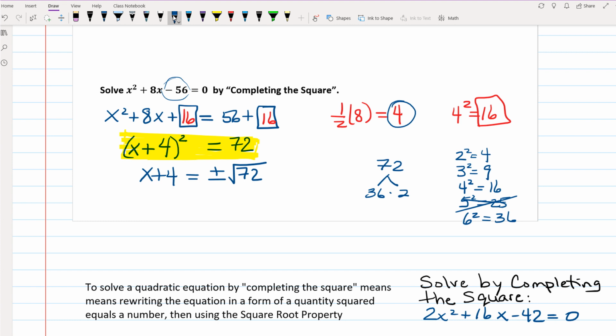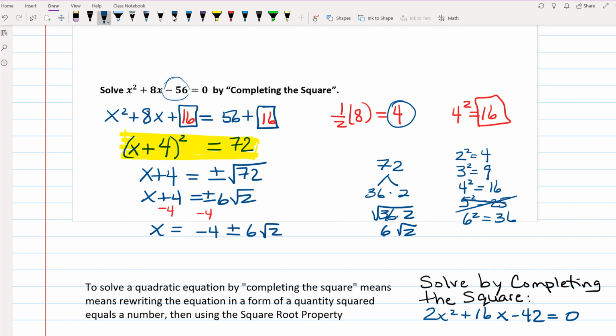So I'm going to think of this as the square root of 36 times 2, or in other words, 6 square roots of 2. So we have x plus 4 equals plus or minus 6 square roots of 2. And we're going to subtract 4 from both sides to get the x completely by itself. That'll give us x equals negative 4 plus or minus 6 square roots of 2. So our two solutions are negative 4 plus 6 square roots of 2 and negative 4 minus 6 square roots of 2. All right, so that's an example of completing the square so that you can get the equation in this form in yellow here, so then you can use the square root property.